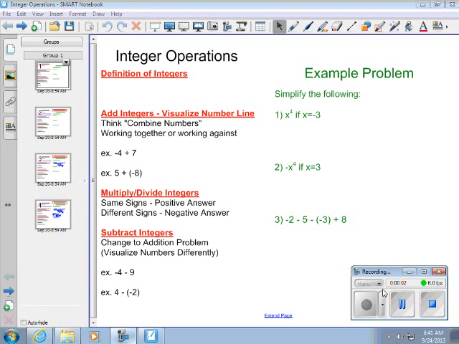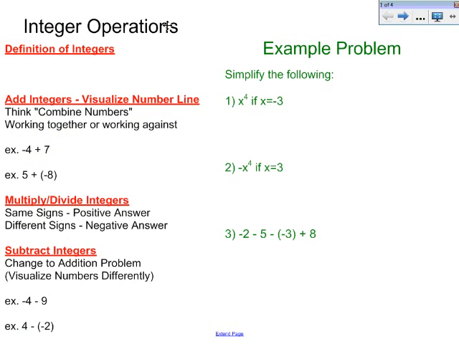In this particular set, we're going to be talking about integer operations. Now, the first thing you need to know is what the word integer means. An integer is just a positive or negative non-decimal value. So we're talking about things like -2, -1, 0, 1, 2, 3, dot, dot, dot, in either direction.